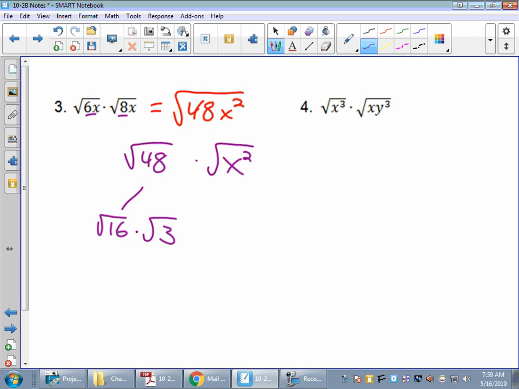And then we know that we have a perfect square with 16. So the square root of 16 is 4. Is there anything we can do with the square root of 3? No, there's nothing we can do with that square root of 3. So it's going to come down into our final answer.